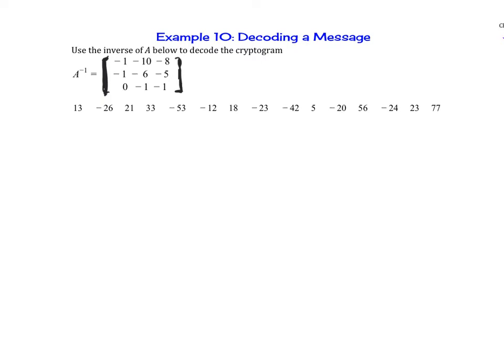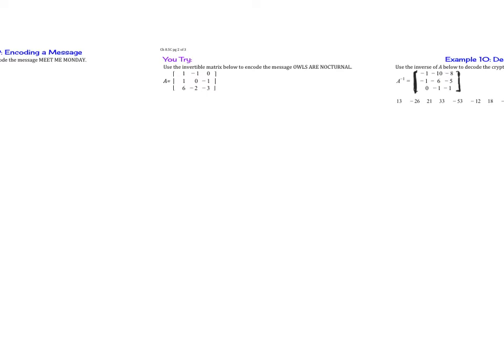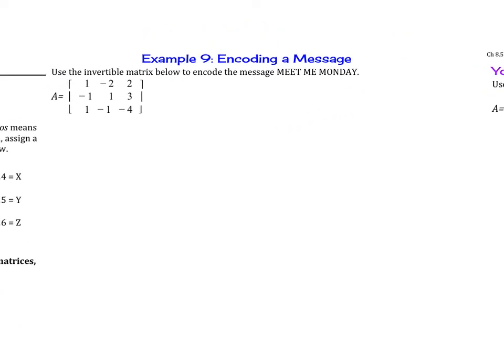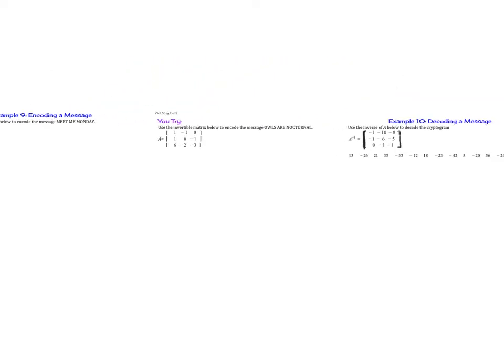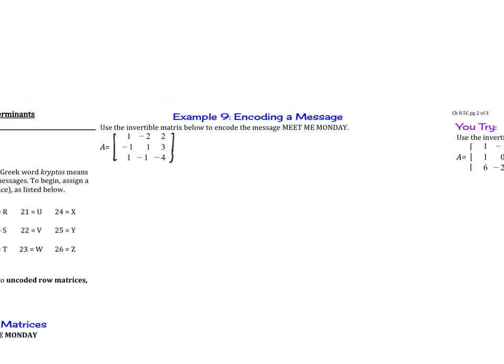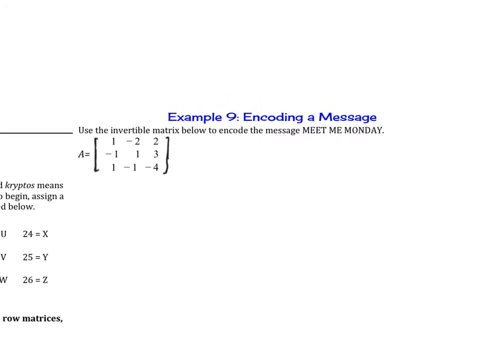Now we're going to decode a message. So we're going to use the inverse of A below to decode the cryptogram. Just as an FYI, looking at this matrix here, this is the matrix that you start with. This is A, and so the inverse is this one. Just remember, for your homework, you're going to actually have to find the inverse. So if we started with this, remember how to find the inverse of this?